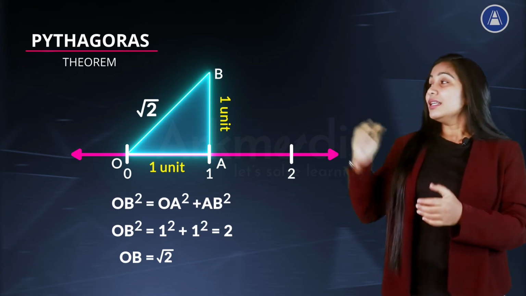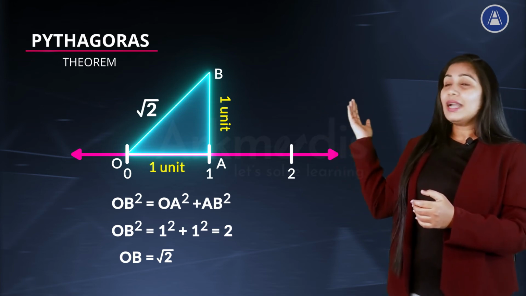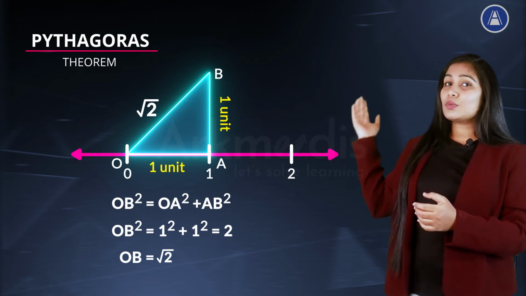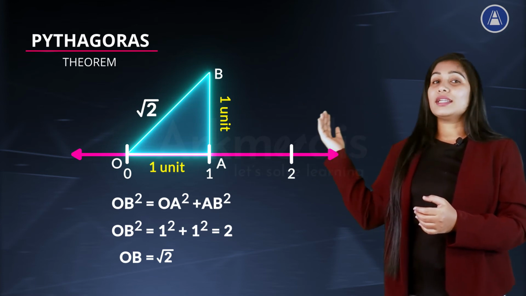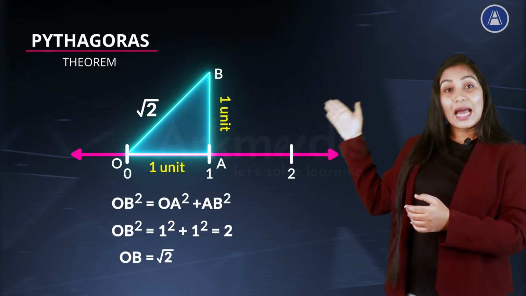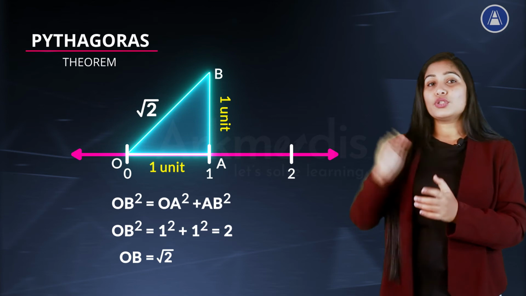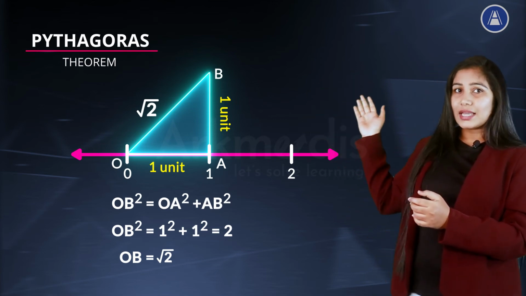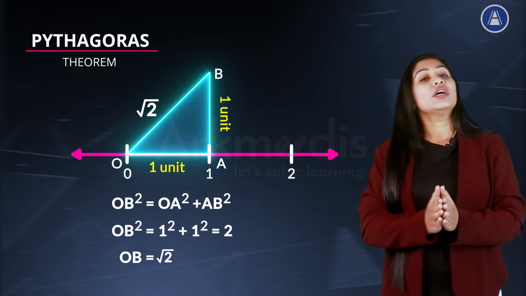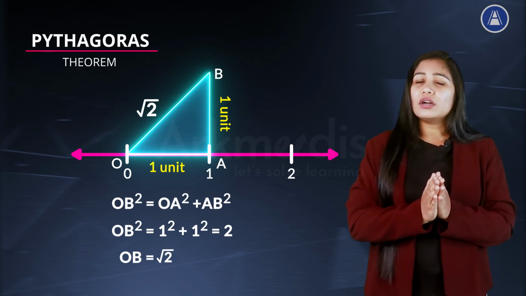When you simplify, see here OA is 1 and AB is 1. So 1 square plus 1 square is equal to 1 plus 1, that is 2. We need the hypotenuse, not the square of the hypotenuse, so I am transposing this square to the other side. So OB is equal to square root 2 units. So we got root 2.